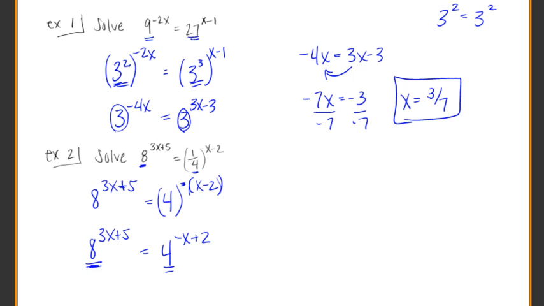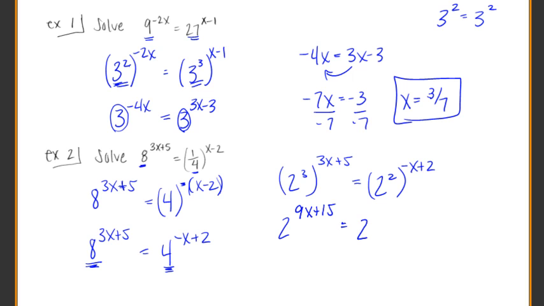Powers, what do 8 and 4 have in common? Well, they're both powers of 2, right? 8 is 2 cubed, and now 2 cubed is raised to the 3x plus 5. 4 is 2 squared, being raised to the negative x plus 2. Okay, so cleaning this up just a little bit more: 2 to the 9x plus 15 is equal to 2 to the negative 2x plus 4.